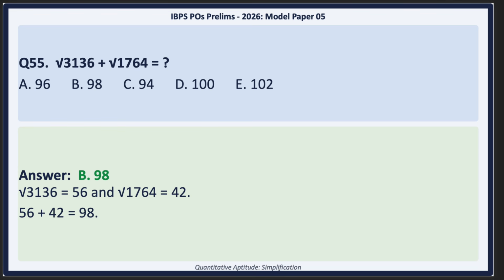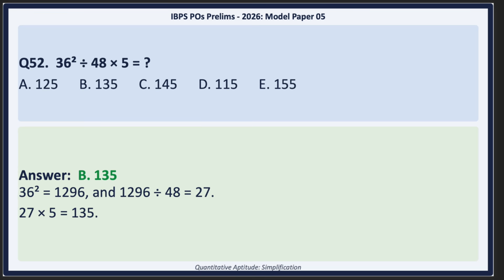I see. It's the same logic for question 52 then. 36 squared divided by 48 multiplied by 5. Right. So if you know 36 squared is 1296, you can quickly simplify the division to 27, multiply by 5, and get 135. Right. And you also have to embrace the art of chunking.